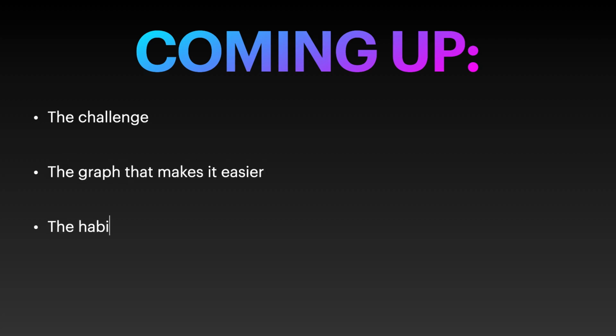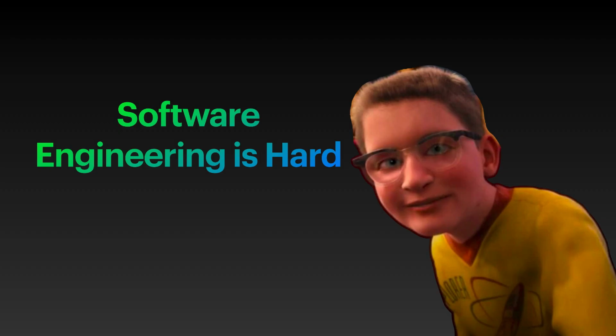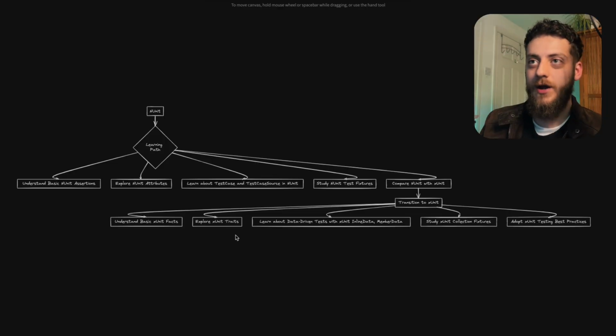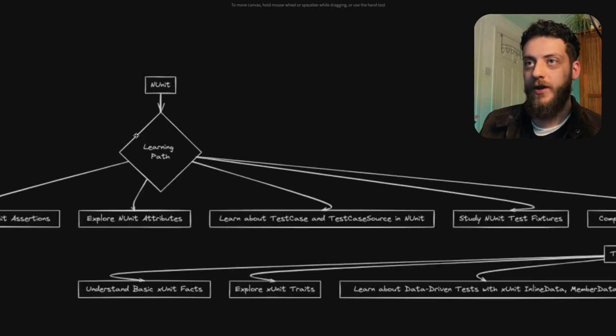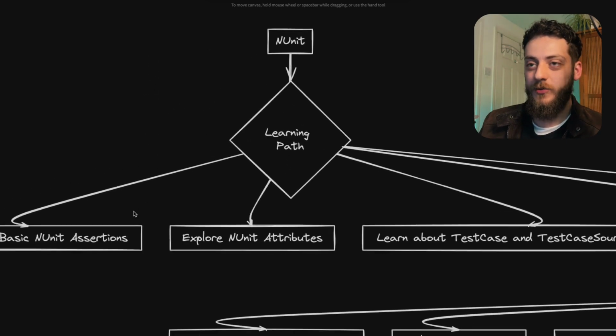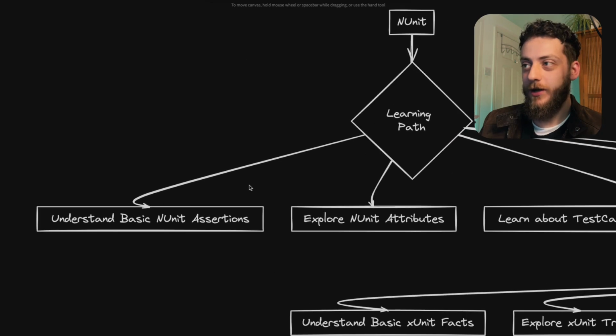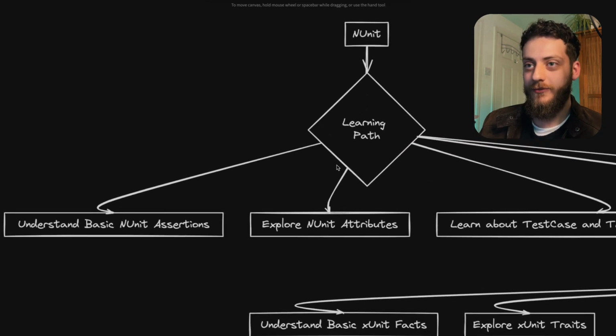And then I'm going to identify for you the habit that will ruin your career and how to get around it. So I don't want to state the obvious, but software engineering is hard. So in a project that I'm working on, we've decided to migrate from NUnit to XUnit, which is a unit testing library for .NET. And when you're starting from square one, sort of just pitching out the learning path that you need to follow, it's quite overwhelming, right?